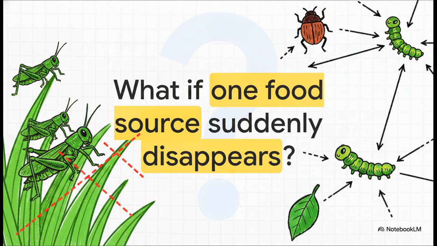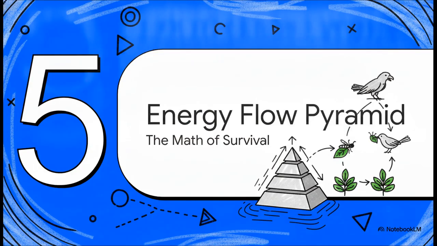They might just start eating more beetles or caterpillars instead. These backup connections are basically nature's insurance policy. They help other food sources step in to keep the entire ecosystem stable and balanced. Moving on to Section 5, the energy flow pyramid.